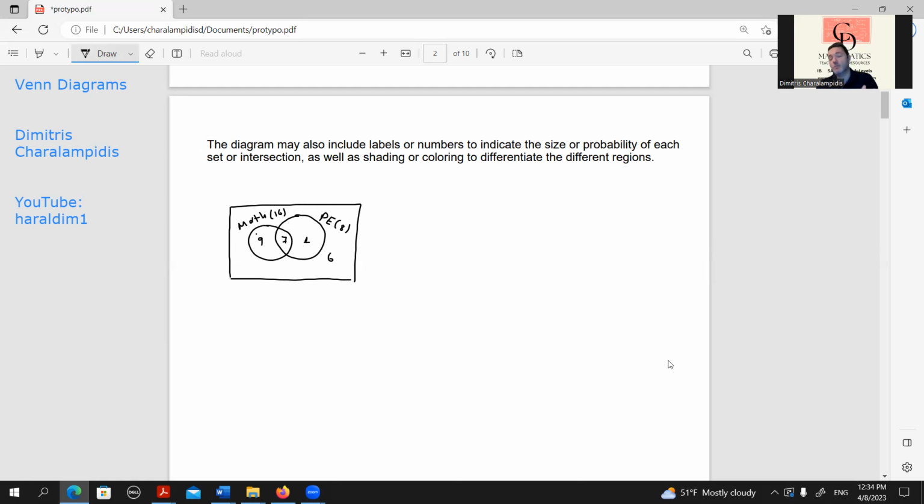And sometimes, mostly basically, we label the circles so that we know what we're talking about, and we also accompany them either by their frequencies or by their probabilities. That would be all. Hope it helped.